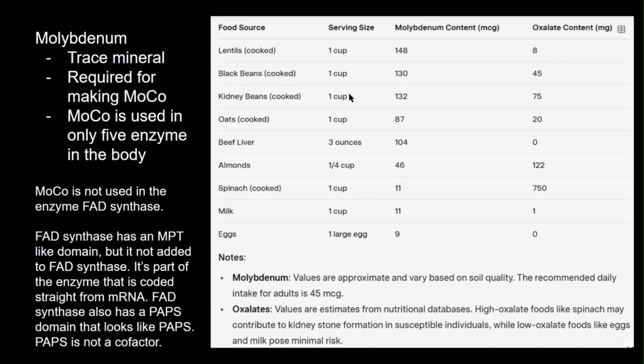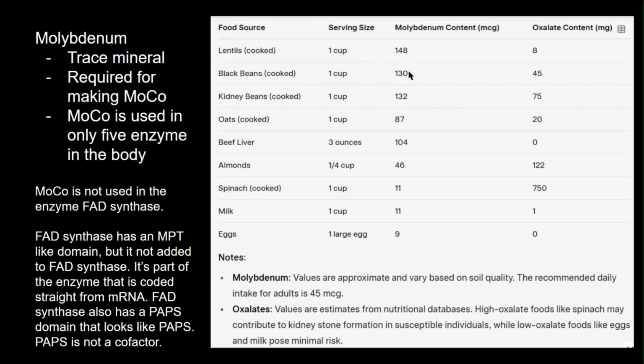So probably the best source of molybdenum from our diet would be either lentils or black beans. And some of these things might contain salicylates too, and that's a whole other thing that people can struggle with when their metabolism is not working well. So a lot of times people will resort to a supplement instead. So molybdenum, the RDA, is 45 micrograms. And so you can see just eating 1 cup of black beans is 130 micrograms. So you wouldn't even need to eat that many black beans.